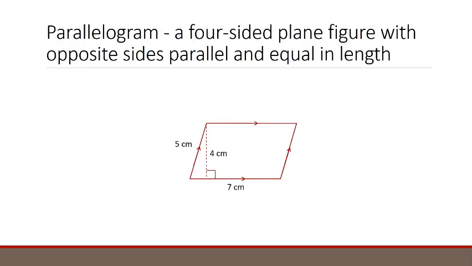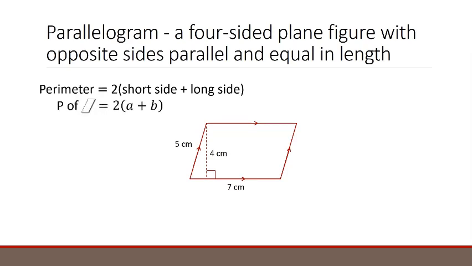Our next shape is a parallelogram. This is a 4-sided plane figure with opposite sides being both parallel and equal in length. So the left-hand side is 5 centimetres, so is the right-hand side. The base is 7 centimetres, so is the top. To find the perimeter then, we simply go twice the short side plus the long side. So P equals 2 brackets A plus B. In this case, replace the A with 5, B with 7. 5 plus 7 is 12. Twice 12 is 24 centimetres.